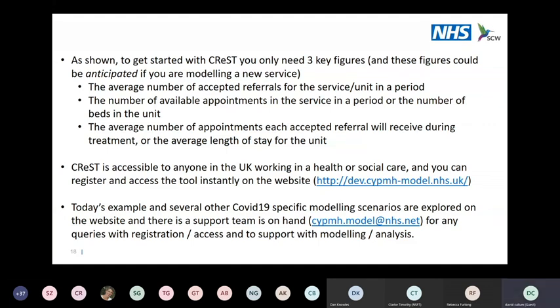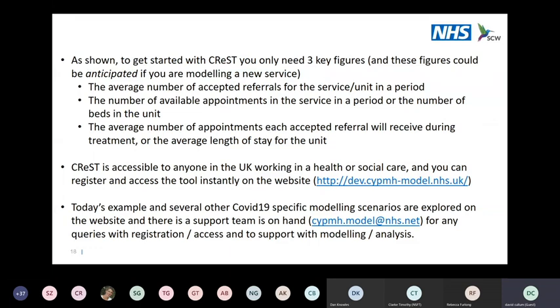So those 3 key figures: the average number of accepted referrals for the service or unit in a period. We're looking at a year, which works best, we find. The number of available appointments in the service, and we're generally doing that weekly. And then the average number of appointments each accepted referral will receive during treatment, or the average length of stay if we're talking about a hospital bed, inpatient setting.